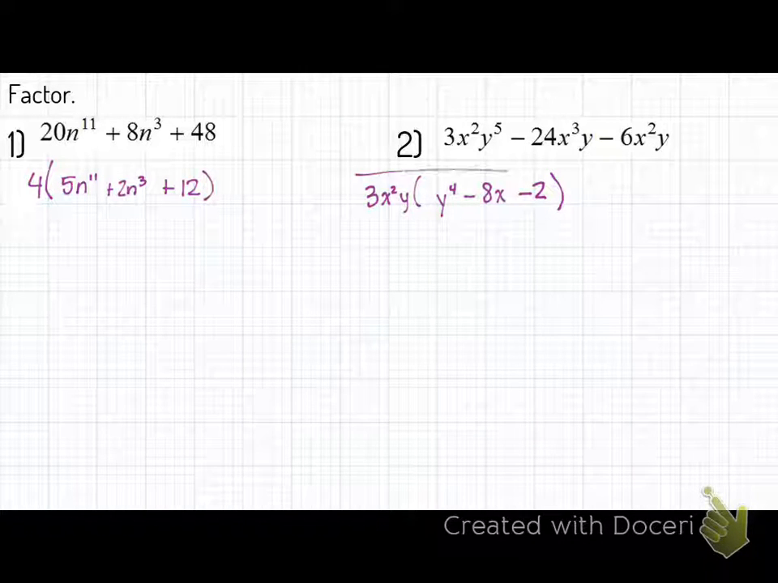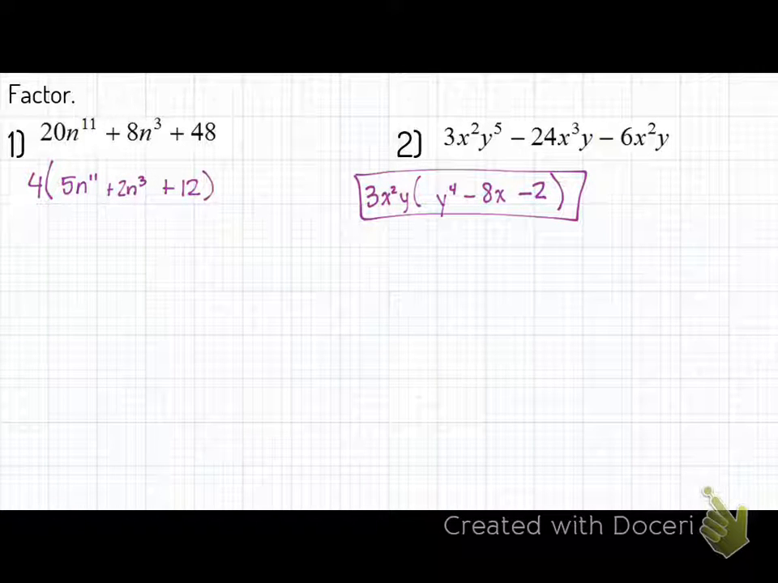So I want to check my work here. I'm going to box it, right? I just asked myself, what's 3x? You guys listening? I'm trying to teach you right now. 3x squared y times y to the 4th is going to be 3x squared y to the 5th. That works. 3 times negative 8 is negative 24. X squared y times x is going to be x cubed y. That works. 3x squared y times negative 2 is negative 6x squared y. So it works. So I know I did it correctly. Okay? Does that make sense?